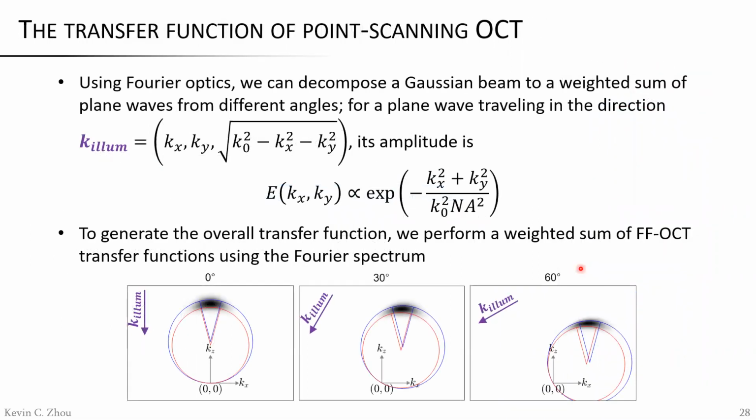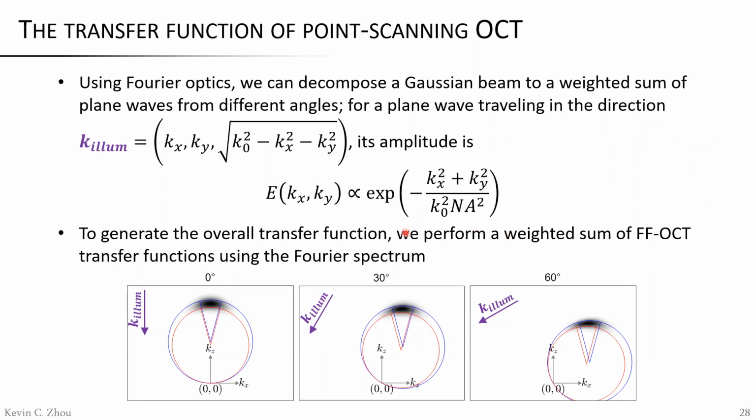Now we discuss point scanning OCT, which is perhaps the most common form of OCT. Point scanning OCT uses a scanning focused beam, and a focused beam is nothing more than a weighted superposition of plane waves. For example, a Gaussian beam can be decomposed into a set of angularly varying plane waves, whose amplitudes are described by the Fourier spectrum, also known as the angular spectrum, which for a Gaussian beam is, not surprisingly, a Gaussian.